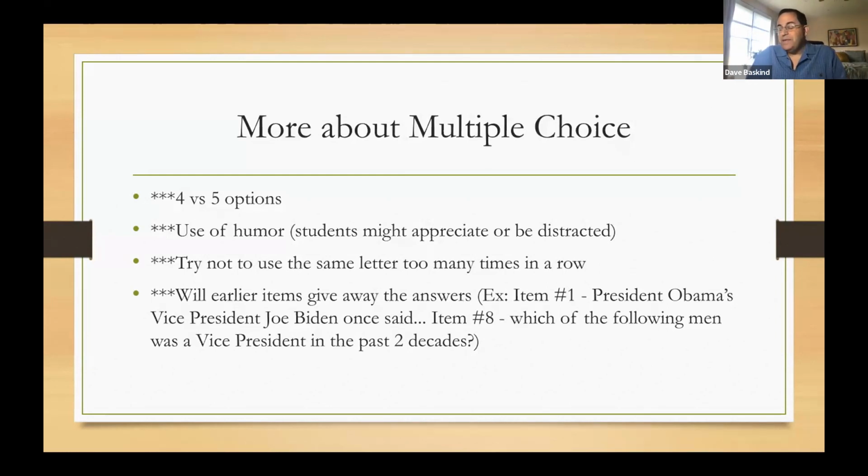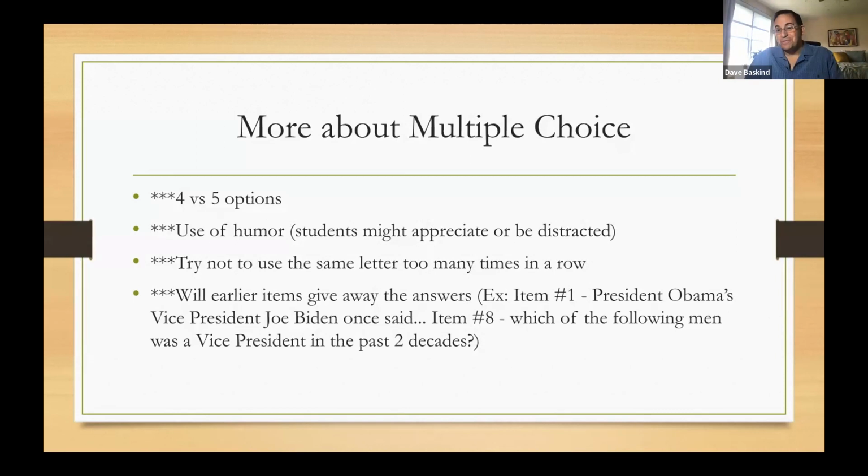Will earlier items give away the answers? So let's say that item number 1 on the test says President Obama's Vice President, Joe Biden, once said the following. And then you've got the next few items. And then item number 8 says, which of the following men was a vice president in the past 2 decades? And they go back to test item number 1 and they're like, oh yeah, Biden, that's right, he was a vice president. Now that said, it's not necessarily a bad thing to do. And sometimes students appreciate that, oh, I wasn't sure of the answer, but then that earlier one helped me to figure out the correct choice. More often though, students won't even notice that you actually gave it away in an earlier answer.